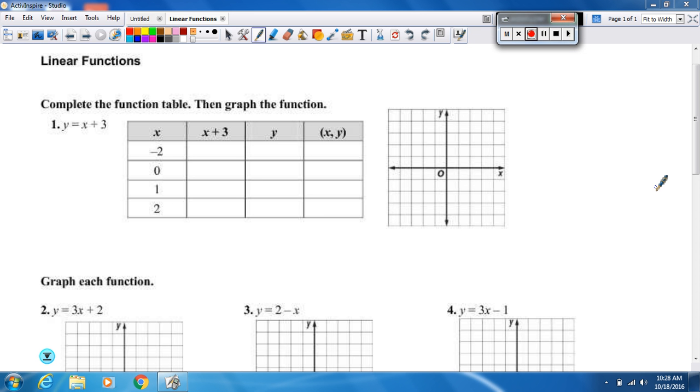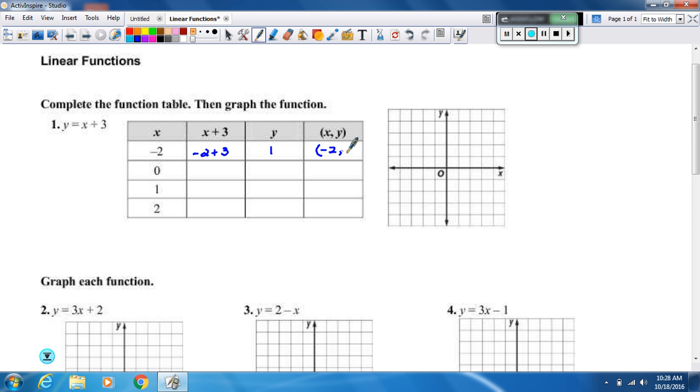Complete the function table, then graph the function. Y equals x plus 3. So this is a process column where you can show your work. So they're calling x negative 2. So negative 2 plus 3 is 1. And then you make a point out of x and y.